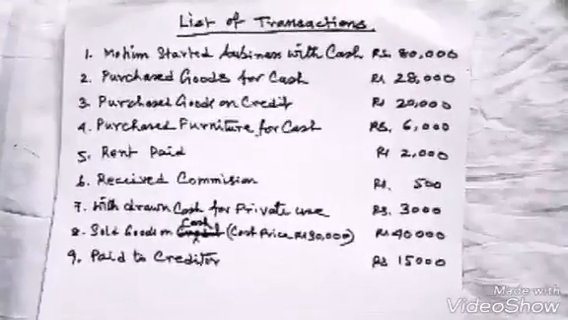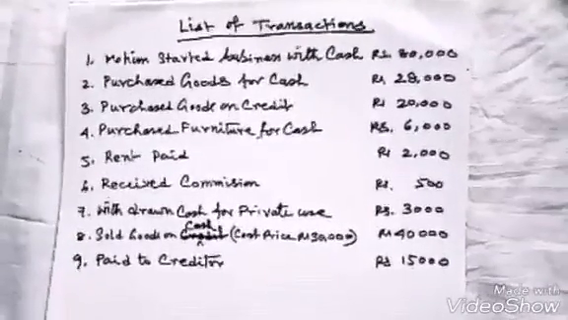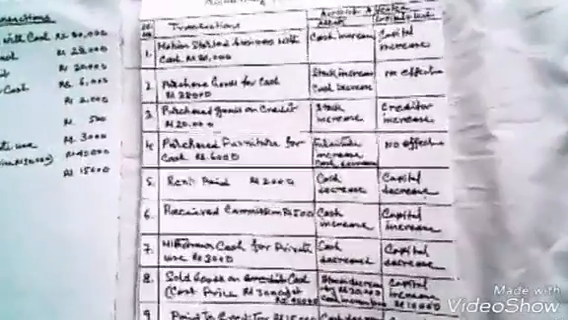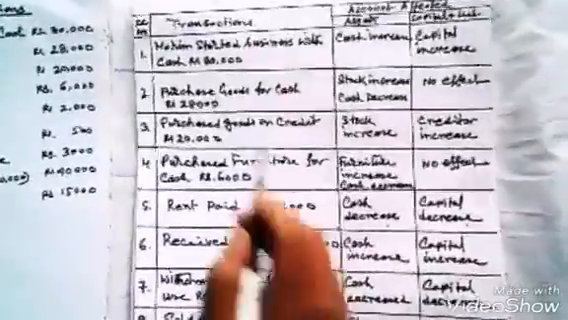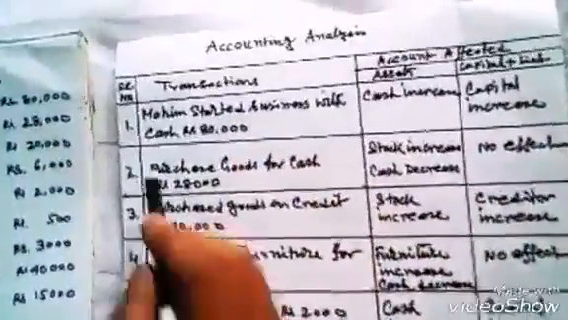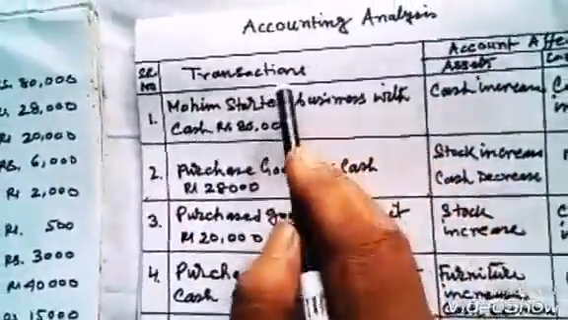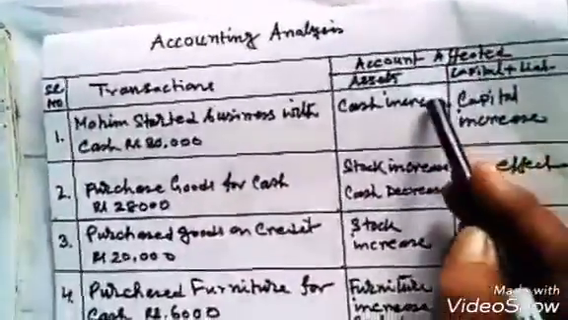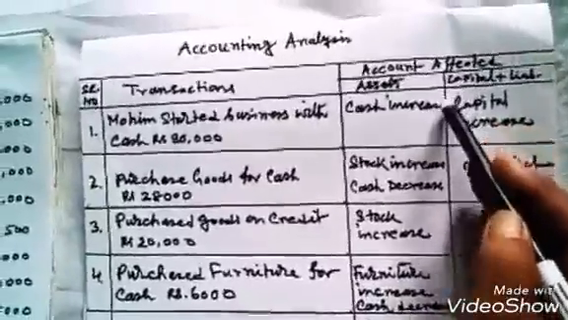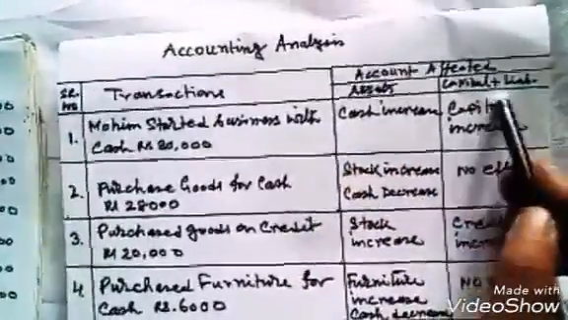Here I will show you both accounting analysis and accounting equation of each transaction. In accounting analysis, we have to draw this format where the first column is serial number, the broad column that is transactions, and the next is accounts affected, and that is divided into two columns, assets and capital plus liability.